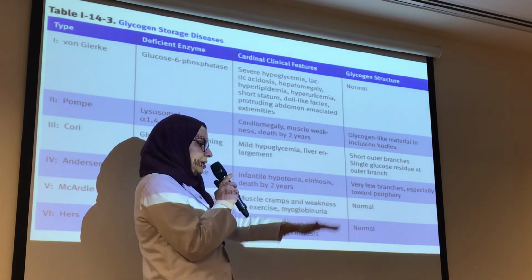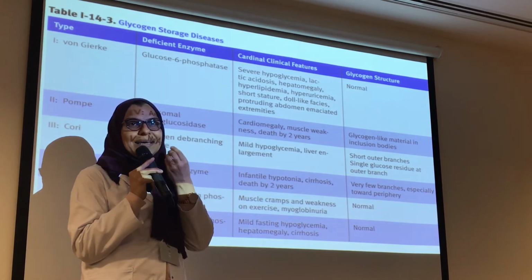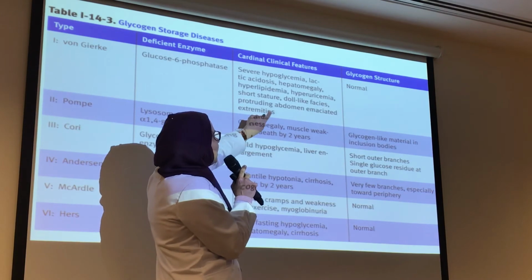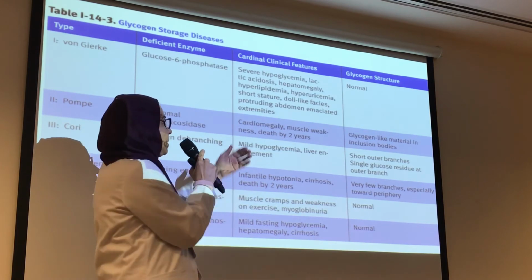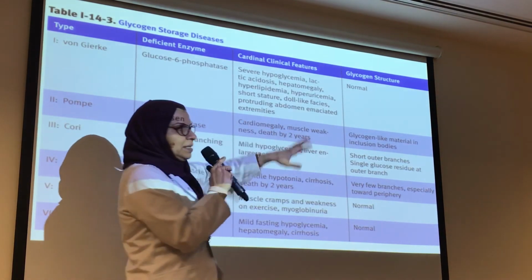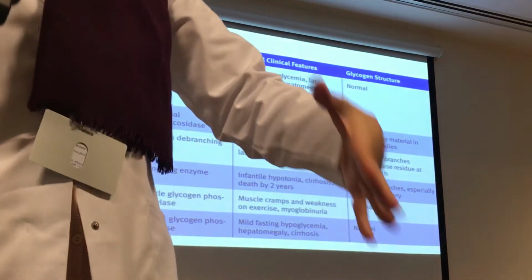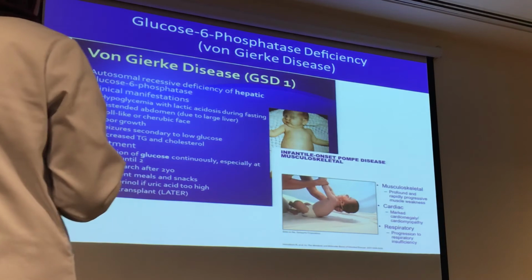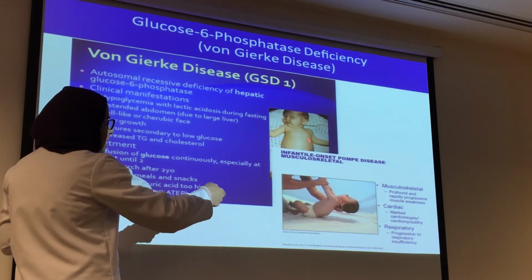Short stature, so the baby is short. Doll-like face, the face is like a doll. You know the doll? Okay. Protruding abdomen, because the liver is enlarged, the abdomen will protrude at the bottom. Emaciated extremities. What does emaciated mean? Very thin. Okay? So the hands and the legs are very thin. They are emaciated. So this is what the baby looks like. Okay? So he has a doll-like face, protruding abdomen.